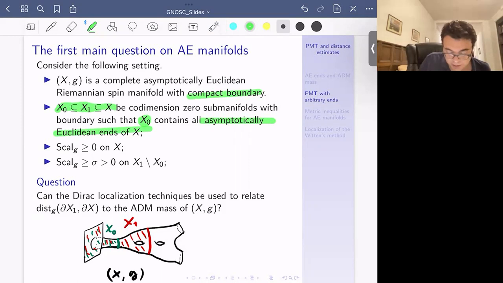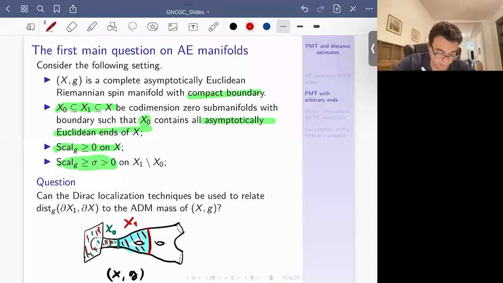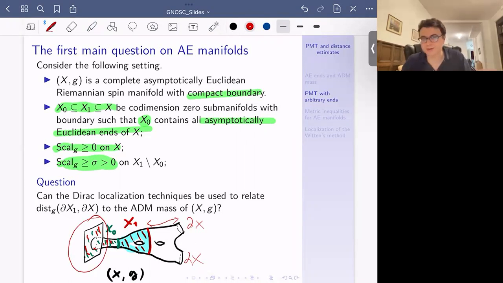So, moreover, I assume that the scalar curvature is non-negative, and I assume that it's uniformly positive basically on this region, so on X1 minus X0, and then the question is whether you can localize the Witten method to relate the distance between the boundary of X0 and the boundary of X. So the boundary of X is going to be those two guys. So I want to relate this distance to the ADM mass. Okay, in this case, there is only one end, okay?